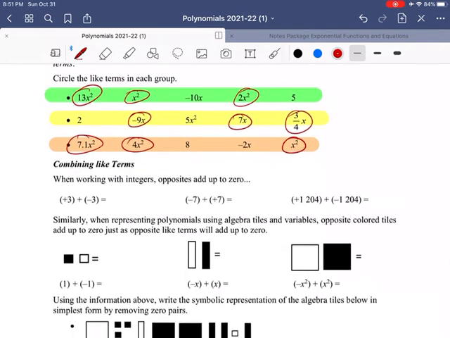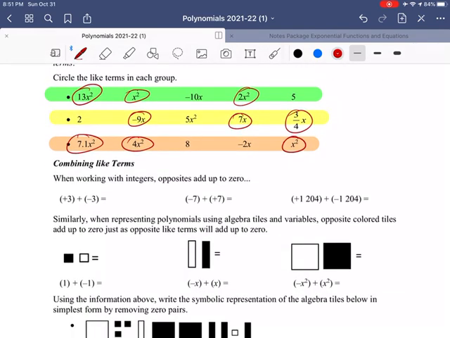So when you're combining like terms, we have things called zero pairs. Okay, zero pairs, things that add up to 0. So if I have positive 3 and I subtract 3, I get 0. If I have negative 7 and positive 7, still 0. 1204 and negative 1204, still 0. So if it's the same thing, but one's positive, one's negative, it will, in fact, add up to 0.